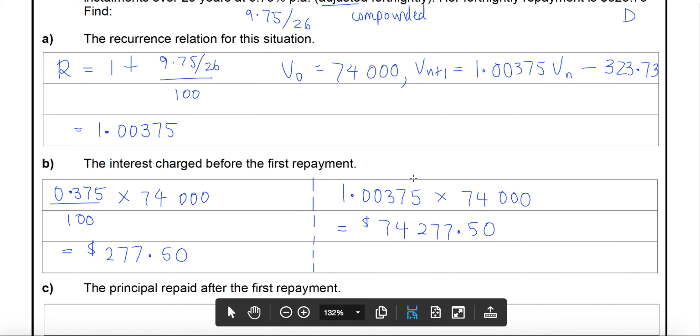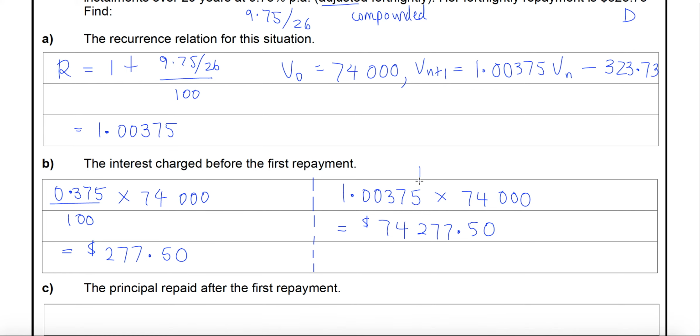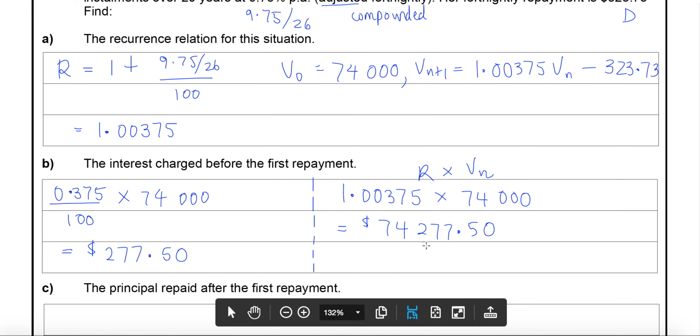If I, to generate the next term, I would multiply by R. This is R times Vn, V0 in this case. I would multiply by R and then the payment would be made. So if I have a look at what the value goes up to, when I multiply by R, I get 74,277. And so the interest must be that amount subtract the principal. And of course we get the same thing, 277.50.